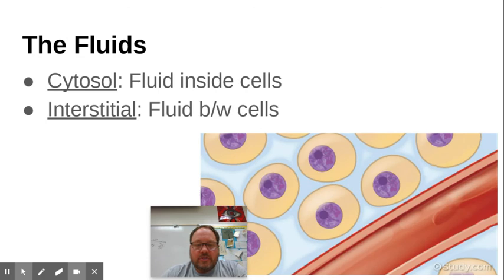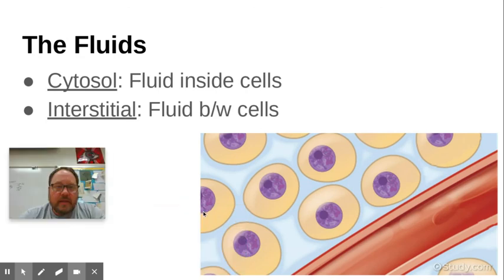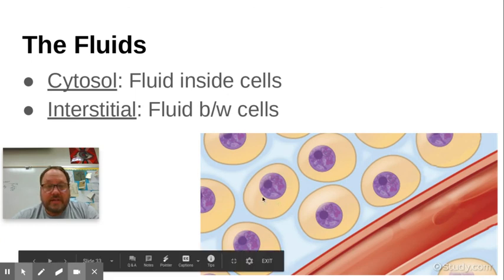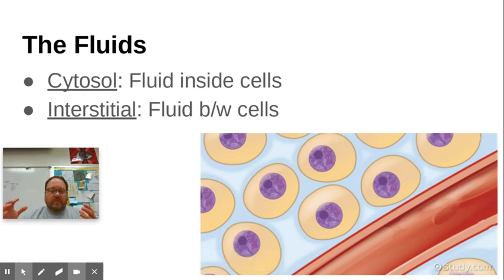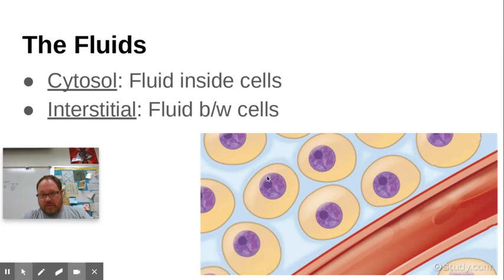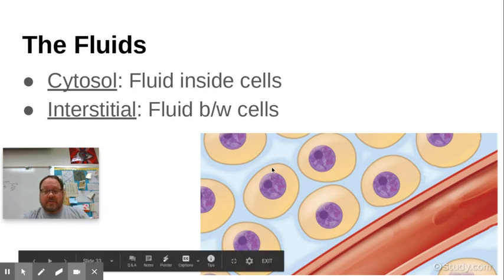All right, last thing we'll mention in this segment, how we describe fluids in the body. The fluid inside of a cell is called the cytosol. Now, sometimes people refer to the cytoplasm. The cytoplasm describes a region. The cytoplasm is the region in the cell inside the plasma membrane, but outside the nuclear membrane. Now, this space is filled with a fluid. The fluid is called the cytosol.